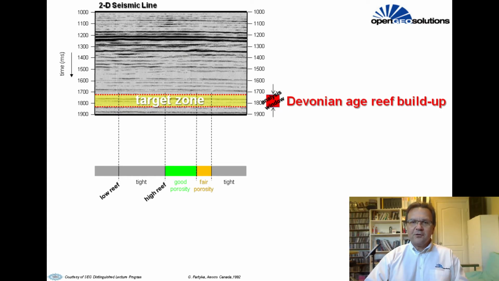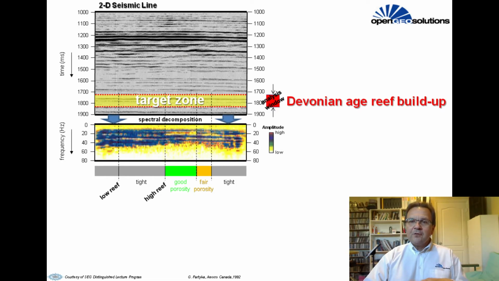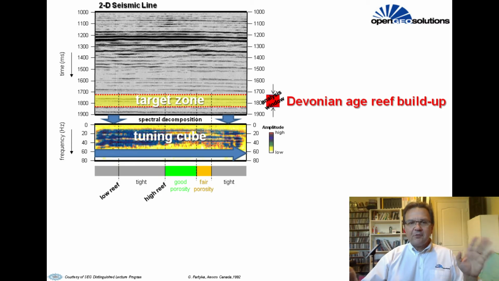We shortened the analysis window to focus on the zone of interest, but kept it long enough to capture the tuning effects. We then proceeded to compute an amplitude spectrum for each target window input trace. The result was a tuning cube display as shown below the seismic. There are the same number of traces in the tuning cube as in the seismic data, but now the vertical axis is frequency. White and yellow are low amplitude, blue and red are high amplitude.